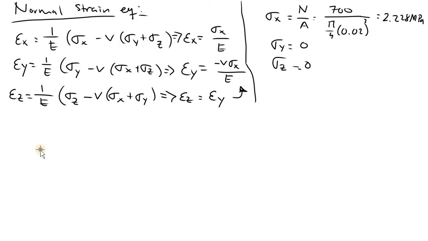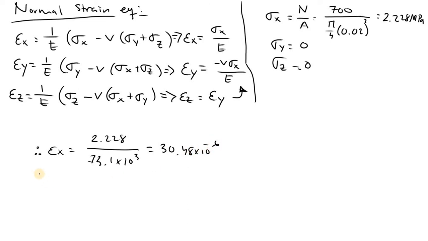Let's start with our strain in the x direction, which is our normal stress in x, so 2.228 divided by Young's modulus, which is 73.1 times 10 to the power of 3. That gives 30.48 times 10 to the negative 6.